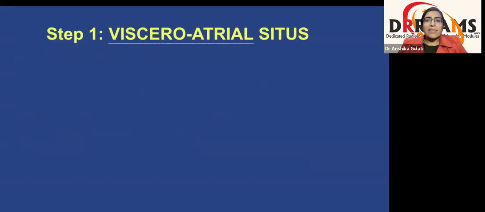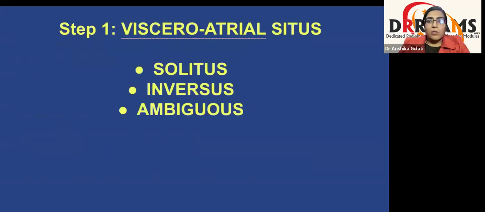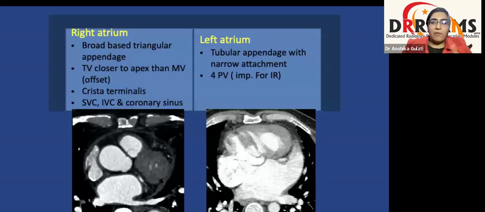So the first step is the atrial or the visceral situs. We have three options for this: situs solitus, inversus, ambiguous. By this, we mean that if the right atrium is on the right side, it is situs solitus for the atria. If the right atrium is on the left side, it is inversus. And if you cannot say which is the right and which is the left, meaning that both the atria look like the morphological right atrium or both look like the morphological left atrium, then we say it is situs ambiguous. We have seen the normal anatomy, how to identify the morphological right atrium and the morphological left atrium.